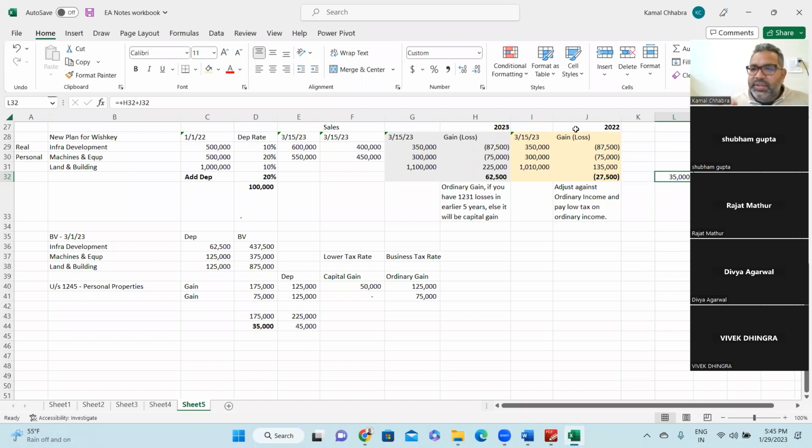No. The loss which you claimed in the previous year, because you claimed the loss, you paid less taxes. Understand the profit and loss account. For example, I'll go with the very basic. Let's do a profit and loss, P&L. This is for 2022 and this is for 2023, let's assume.